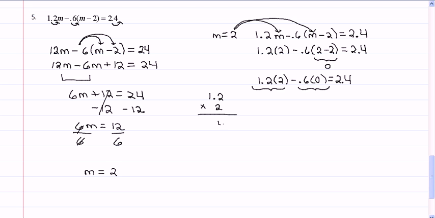So 2 times 2 is 4. 1 times 2 is 2. When you multiply decimals, you do not have to line up the decimals. After the multiplication, you count the digits to the right of the decimal, which is only 1. So you move your decimal point over once, so your answer is 2.4. I have 2.4, and then anything times 0 is 0, so negative 0.6 times 0 is just 0. So 2.4 equals 2.4. My answers match. So the solution is m equals 2.